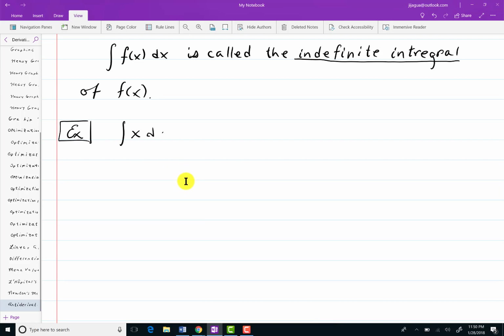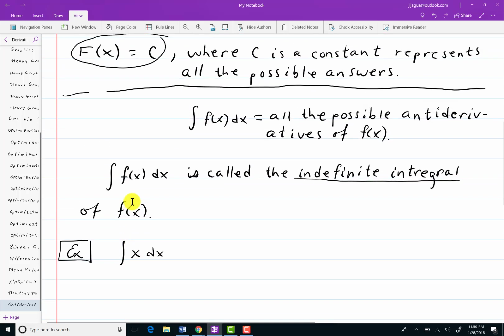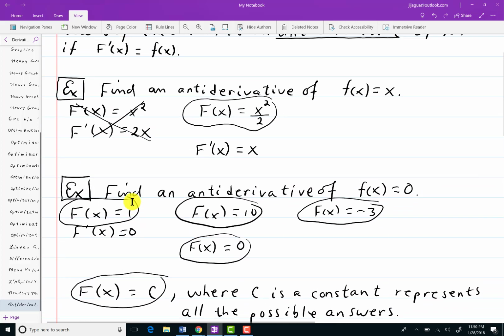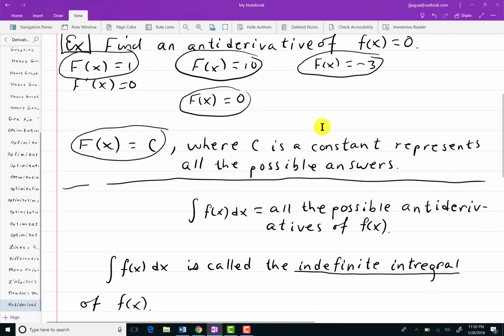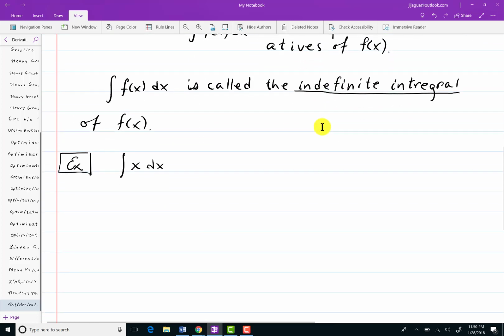As an example, what is the indefinite integral of x followed by dx? I'll typically just say the integral of x. The dx will be assumed automatically. And we saw, when you looked at the antiderivatives that we had before, x squared over 2 was one that worked. And just so we indicate all the possible answers, I'll put plus c at the end of the answer so that it represents all possible antiderivatives of the function.